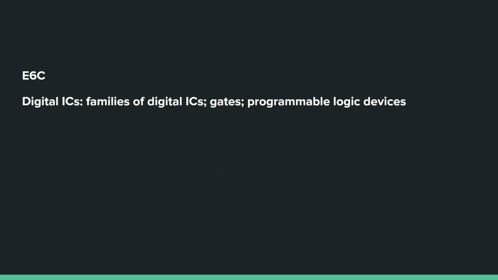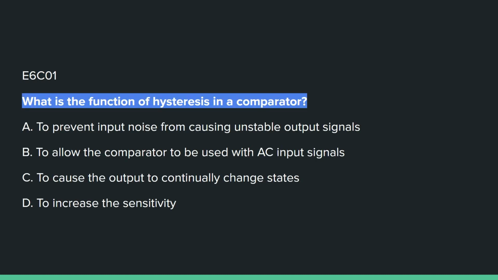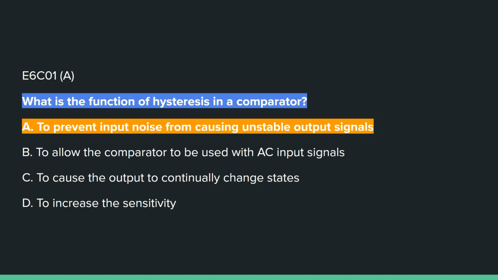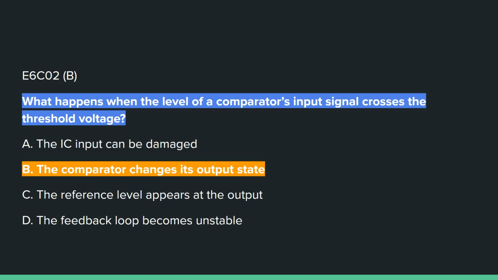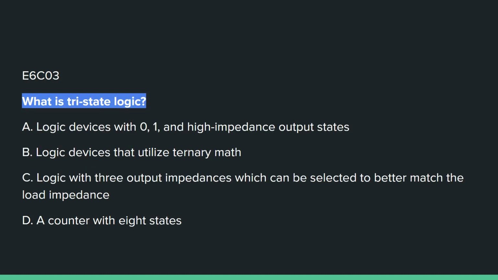E6C covers digital ICs, families of digital ICs, gates, and programmable logic devices. E6C01, what is the function of hysteresis in a comparator? A, to prevent input noise from causing unstable output signals. E6C02, what happens when the level of a comparator's input signal crosses the threshold voltage? B, the comparator changes its output state.